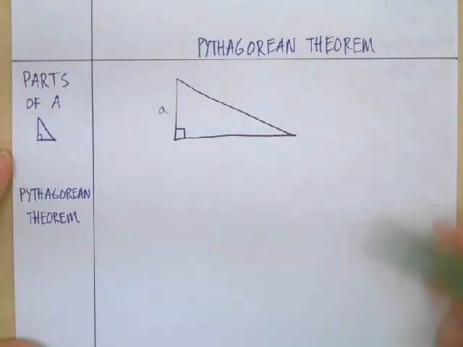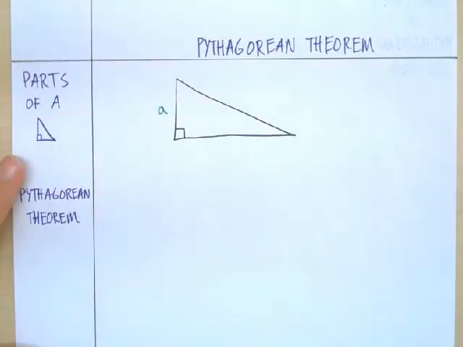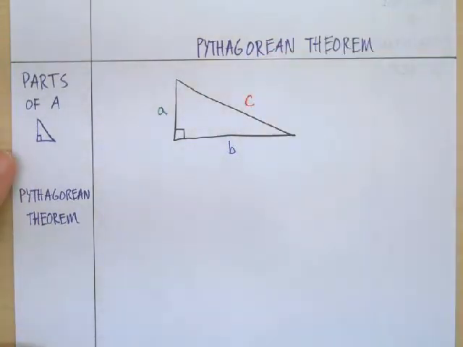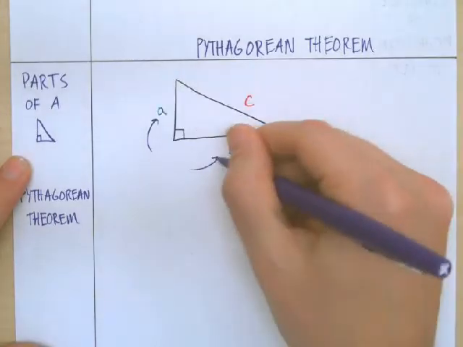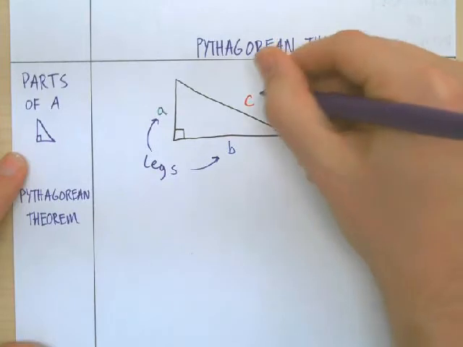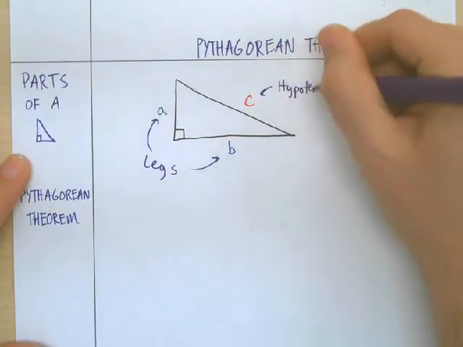First of all, we're going to talk about the parts of a right triangle. On this right triangle I'm going to label one side A, one side B, and one side C. A and B are known as legs, and you already know that C is known as the hypotenuse.